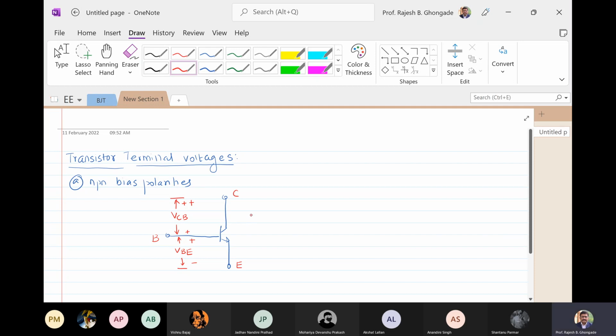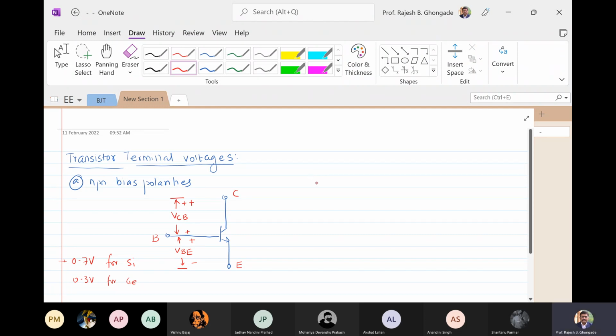Okay. This VBE should be 0.7 volts if you use a silicon transistor, 0.3 volts for a germanium transistor. We've already seen this. Why does it have to be 0.7 volts or more than that? Because we want to forward bias the base-emitter junction. All right.